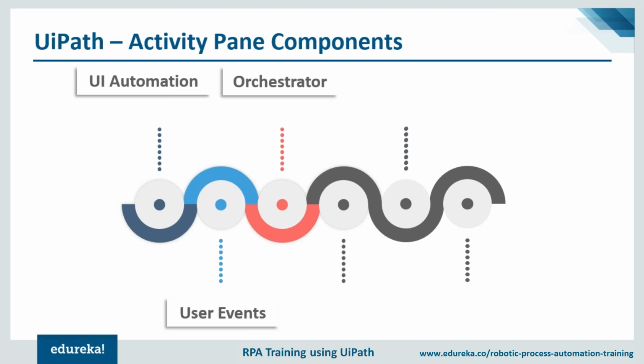Next, we have the orchestrator. Orchestrator is basically used when we have multiple computers having UiPath Studio installed on them, and then we have multiple programs running on them. So all these programs and all these computers can be controlled with one computer using Orchestrator. But Orchestrator is something which is not fully functional inside the Community Edition. So when you buy the Pro Edition, you'll get full access to the functionalities of the Orchestrator.